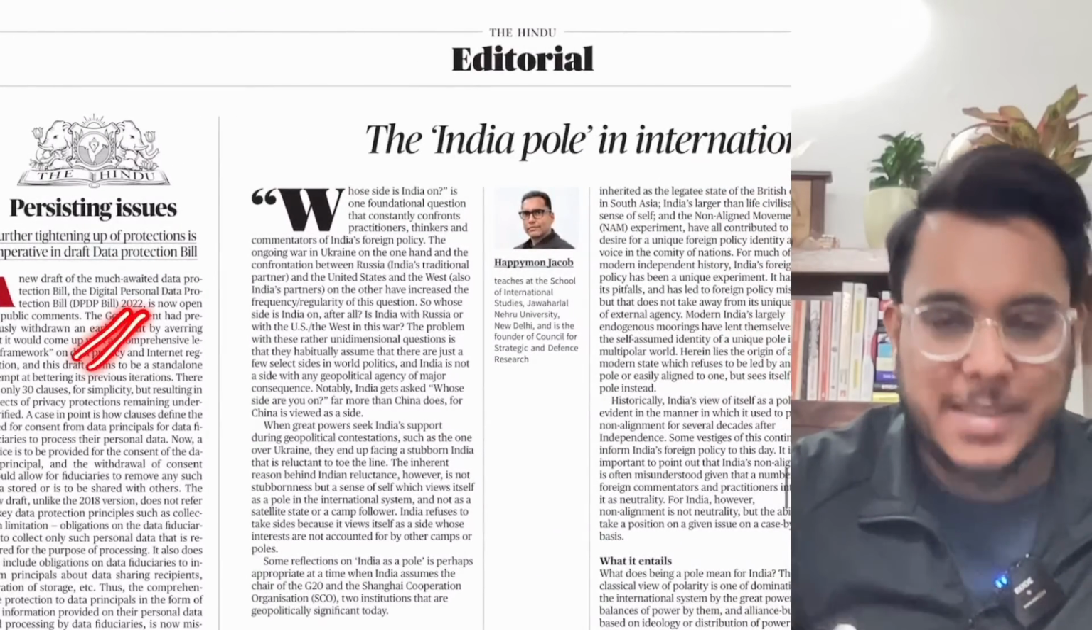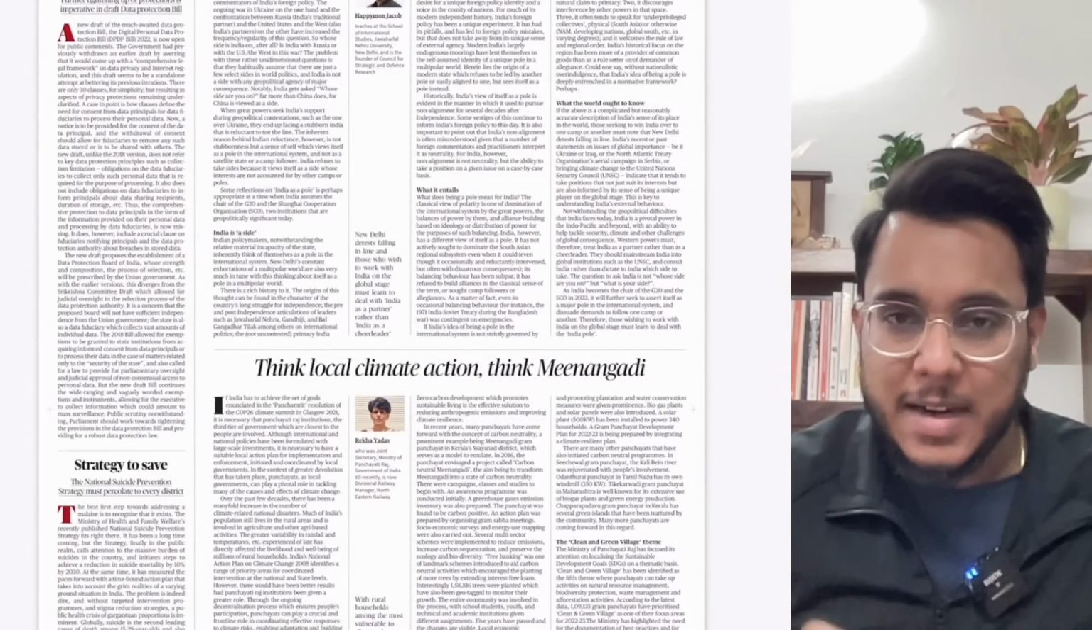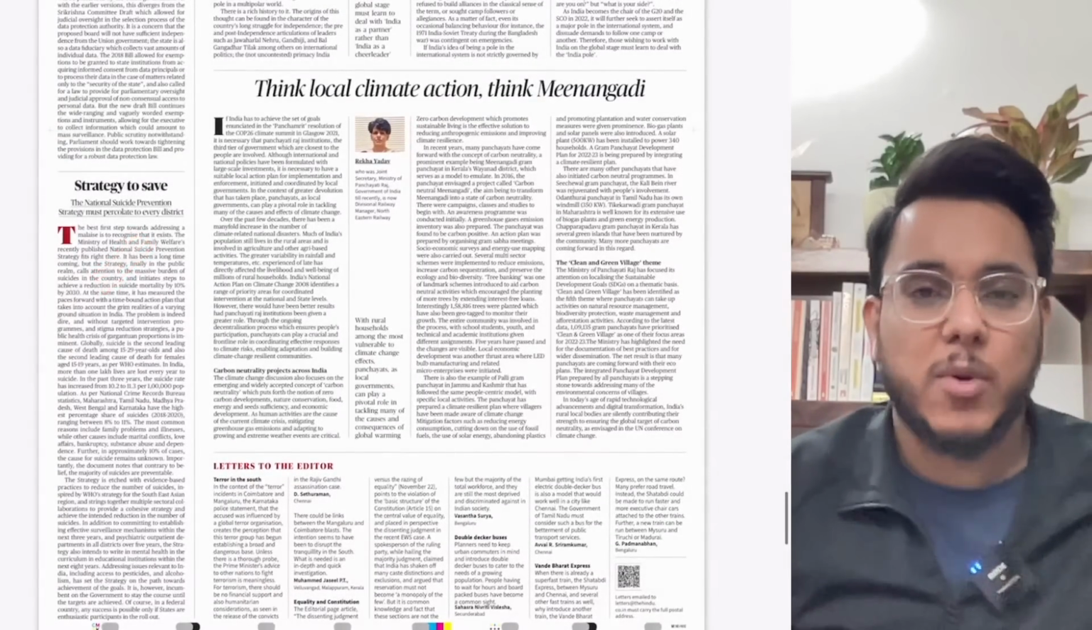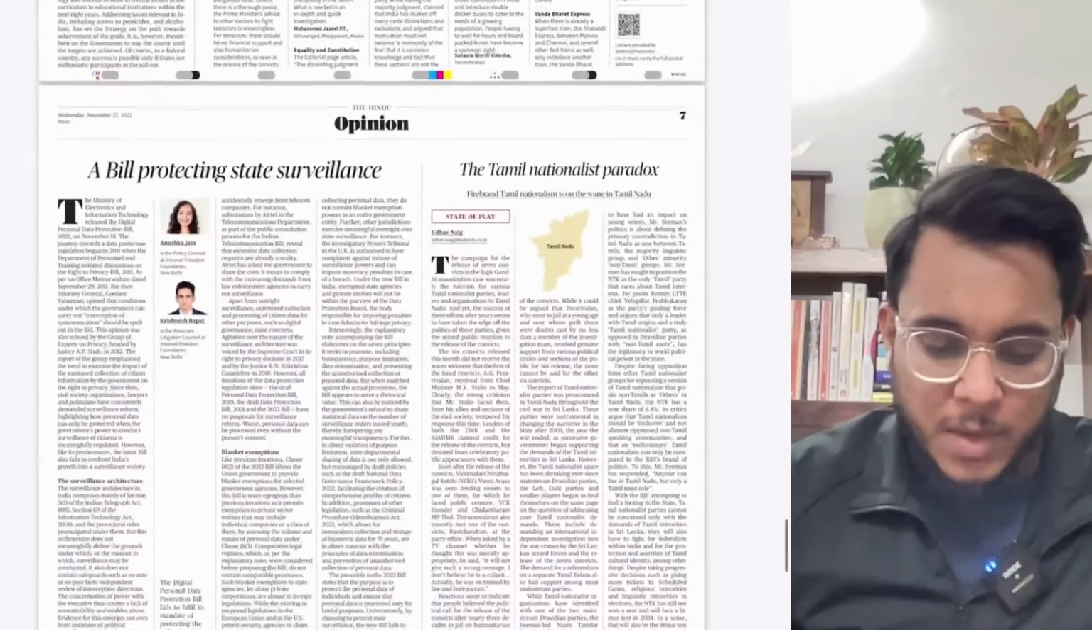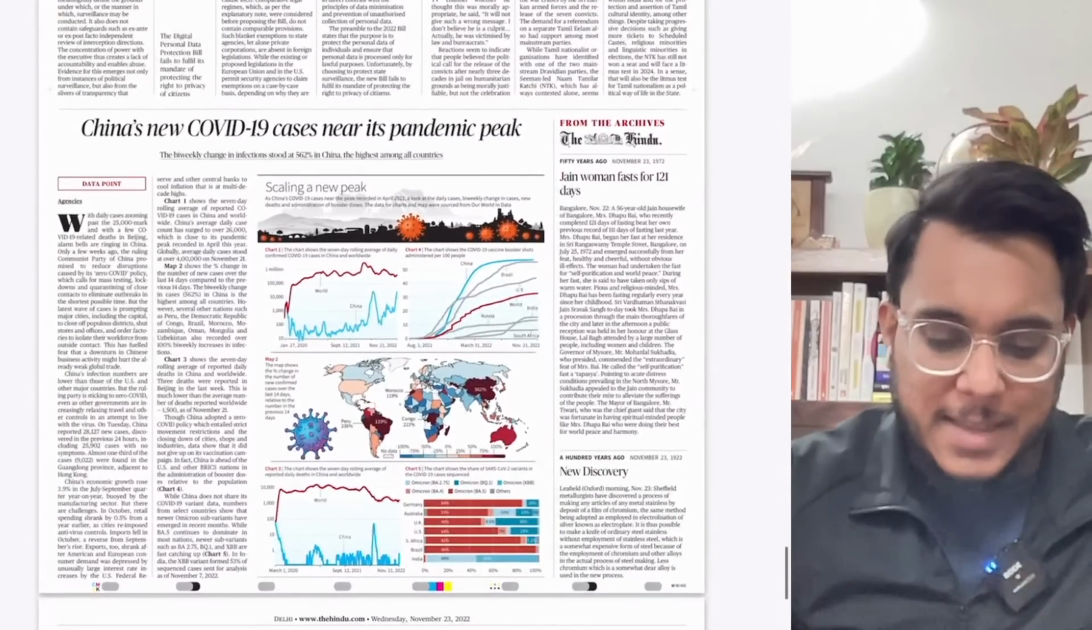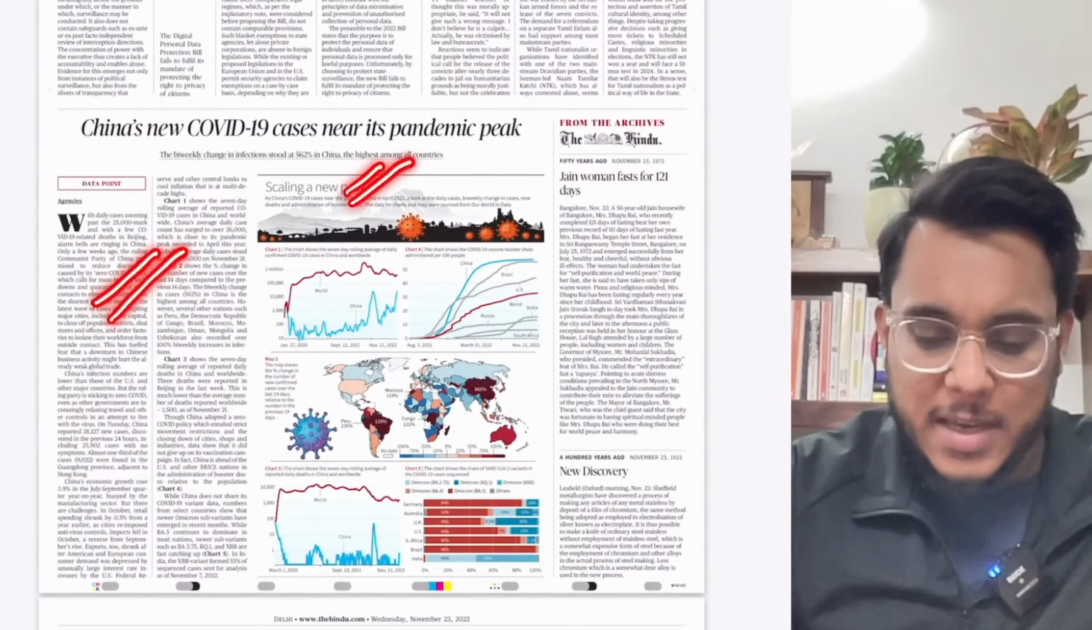Then further moving on, persisting issues. This article is talking about the Data Protection Bill. Now understand this particular thing. For the past 3 days, Saturday, Monday, Tuesday, there have been full one-page articles coming on the Data Protection Bill. Then the strategy to use. This article is talking about the National Suicide Prevention Strategy. A bill protecting the state surveillance, again talking about the Data Protection Bill. Then China's new COVID-19 cases near its pandemic peak.